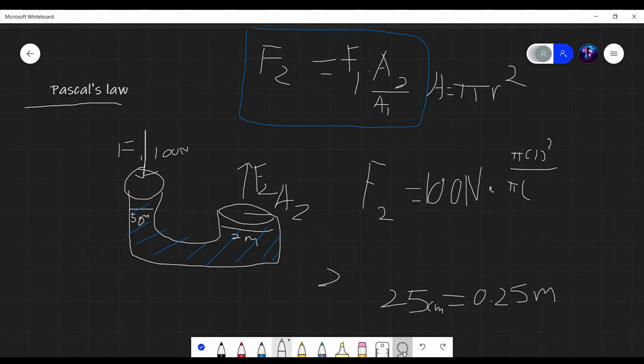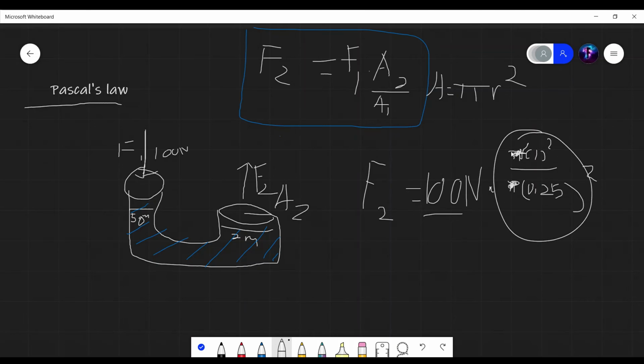But now you're going to multiply by 0.25, and then square. The first step you can do is cancel out the pi, so there's no more pi, and then you're going to do the equation. You're going to multiply this with this. So you will get an answer of 1,600 newtons.